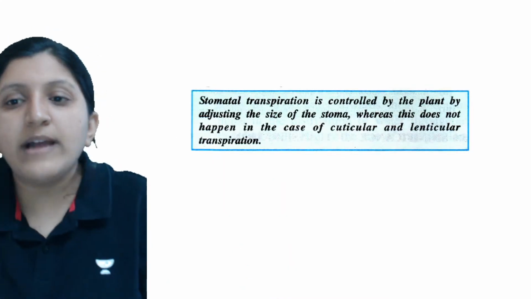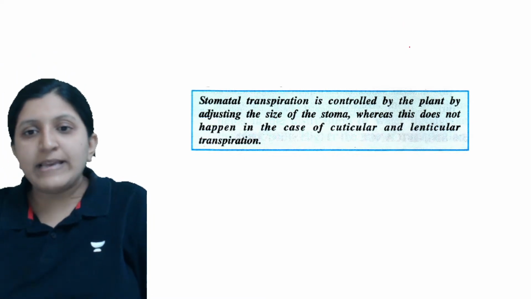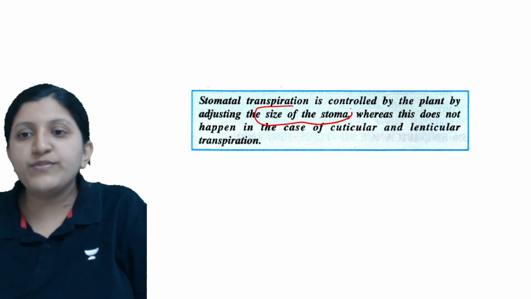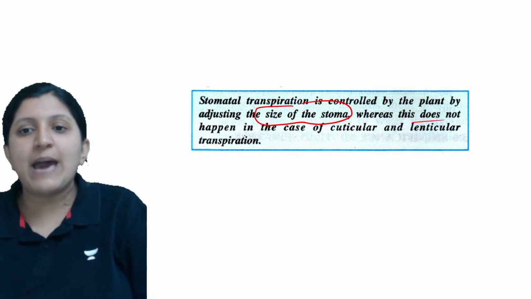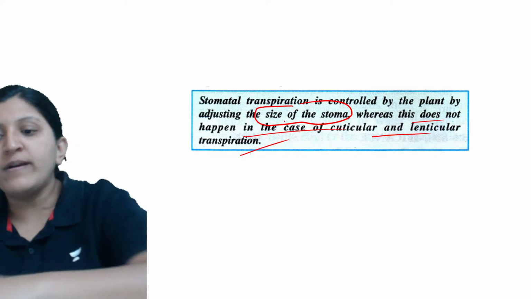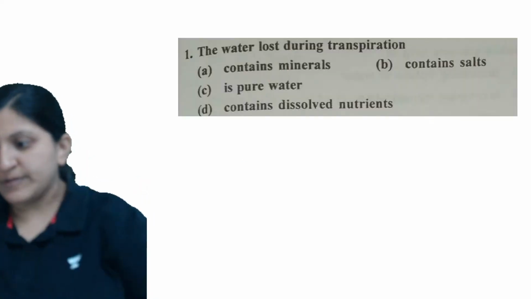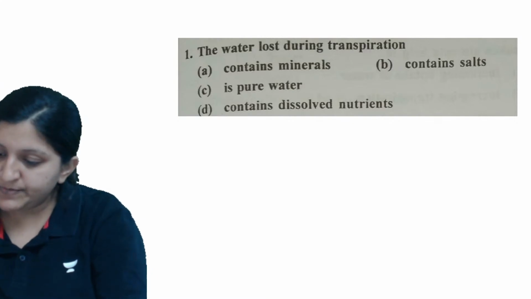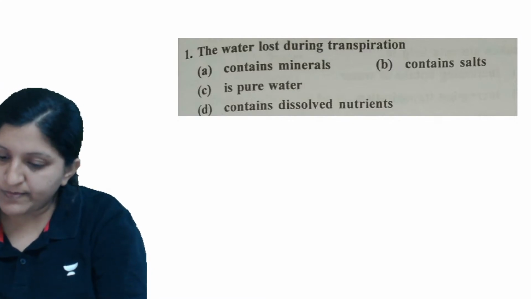Stomatal transpiration is controlled by the plant, basically by adjusting the size of the stoma, whereas this does not happen in the case of cuticular or lenticular transpiration. Any doubt till here? Any of you?